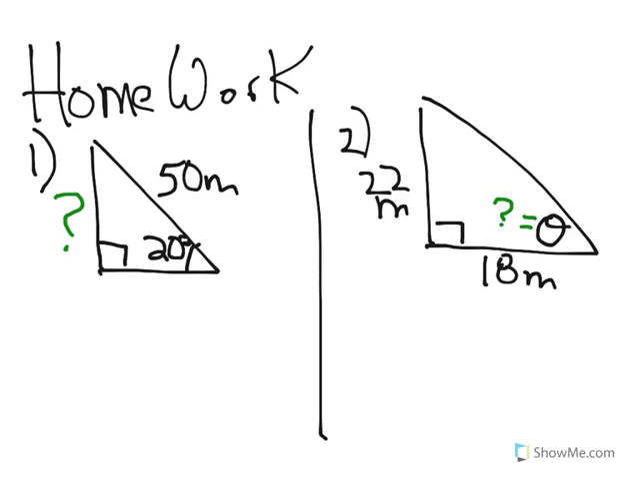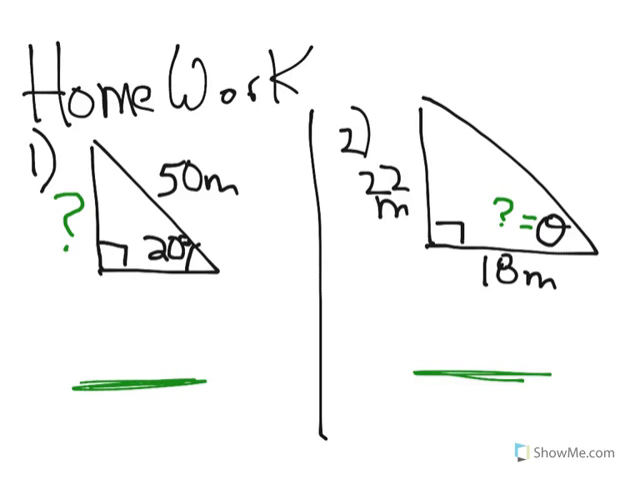Okay, so now here is your homework. Due tomorrow. 2 examples. The first example, right over here. Okay, triangle. You have one side of 50 meters. I give you an angle of 20 degrees, and I'm asking you to find the question mark side. How many meters is that side? What's the length of that side?